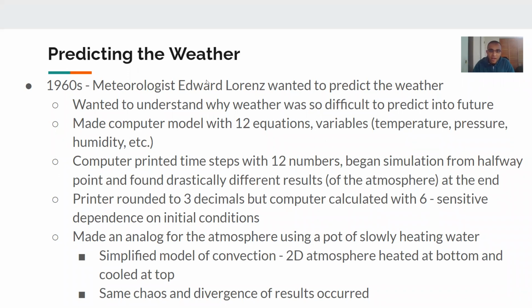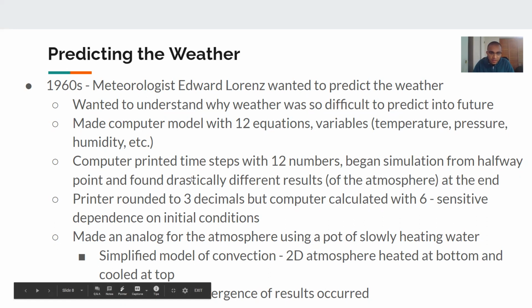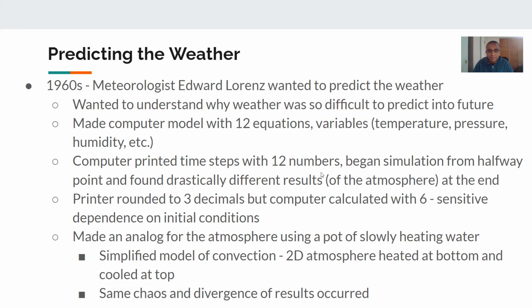So in the 1960s, you have Edward Lorenz, who wanted to predict the weather. And he wanted to understand why it was very difficult, right? And so he had 12 equations and 12 variables. And he had time steps on his computer. And the computer was showing the time steps and different values of these different variables in time, right?